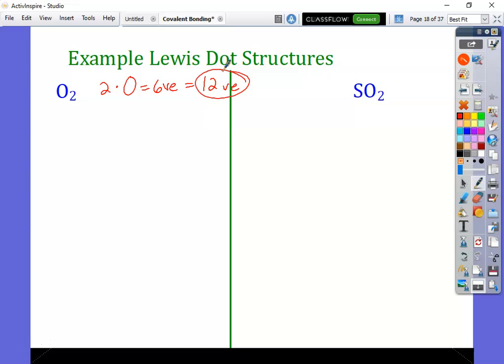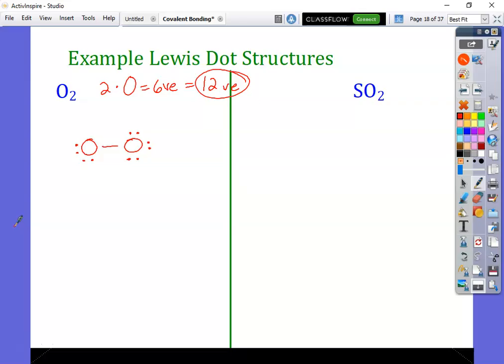How do we pick our central atom? All we have are 2 oxygen atoms. So the only thing we can do with our 2 oxygen atoms is bond them to one another. So there we go. We've used 2 electrons. We have 10 left. So we're going to place them as lone pairs. 2, 4, 6, 8, 10. That's it. I have run out of electrons.